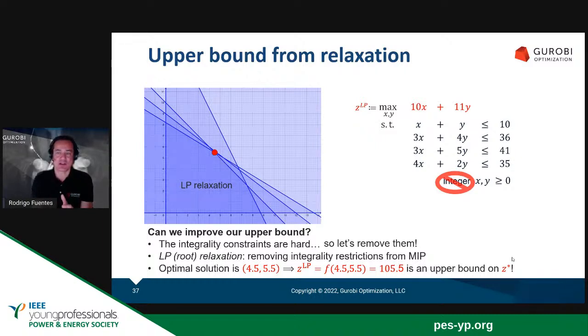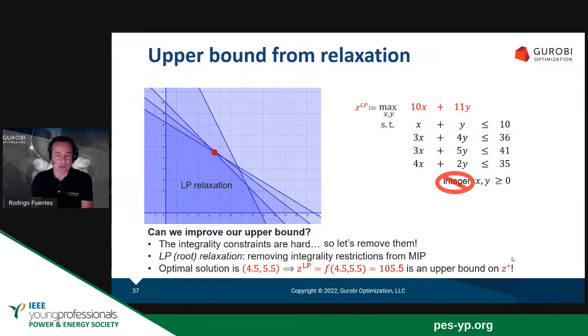We know that our problem cannot be better than 105.5. Why? Because if the original problem has integral conditions and we remove those integral conditions, we have fewer restrictions. We can find the best objective, which is 105.5. And then when we add back the integrality conditions, that's going to make the objective go lower, but it cannot be better than 105.5 if we add more restrictions, correct? So 105.5 is an upper bound for our optimization problem. I hope that part is clear.